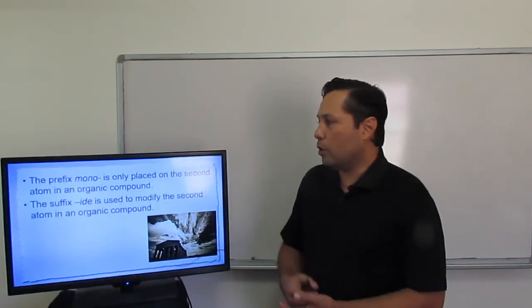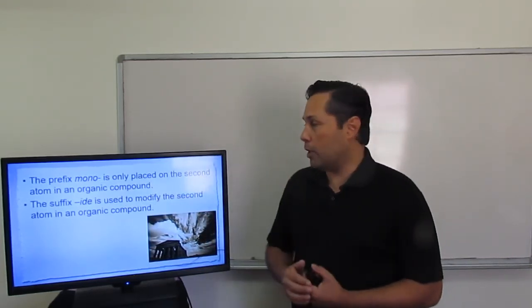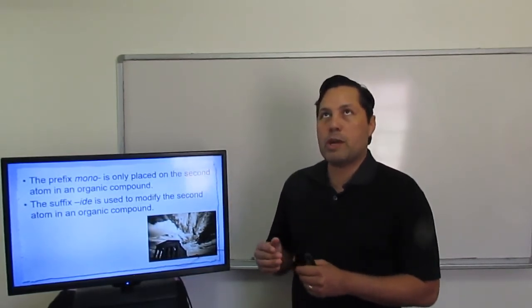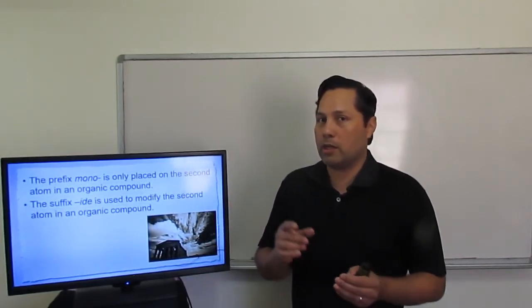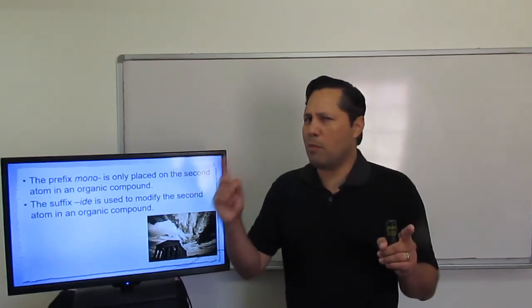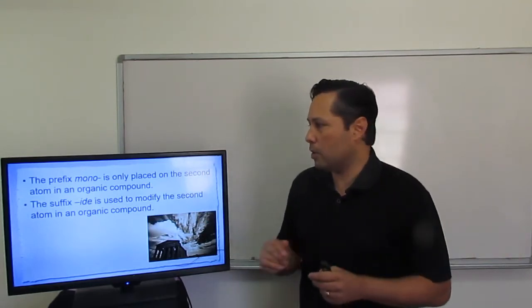Alright, moving along, the prefix mono, meaning one, is only used for the second atom, not the first. So for example, a compound like carbon monoxide has 1 carbon and 1 oxygen, but I will not say monocarbon monoxide. Now, mono is only used for the second atom.